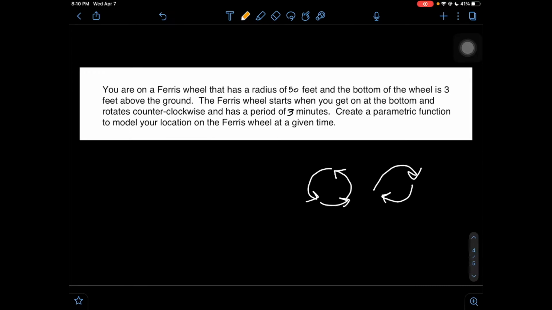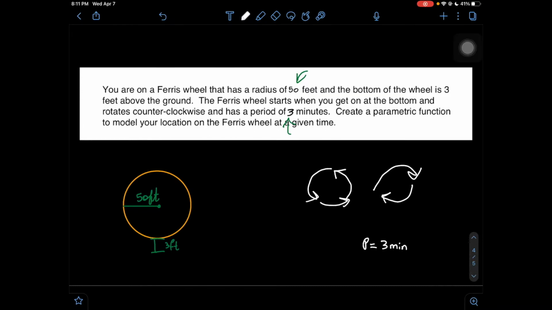So if we look at it, a Ferris wheel, let's say it's a circle, and then we know that we're 3 feet off the ground. So let's say that the platform is from here to here, and that's 3 feet. Since it's a circle, and they told us that we have a radius, we know the radius is 50 feet. And we know that the period is 3 minutes. P equals 3 minutes. And now we need to find the parametric functions.